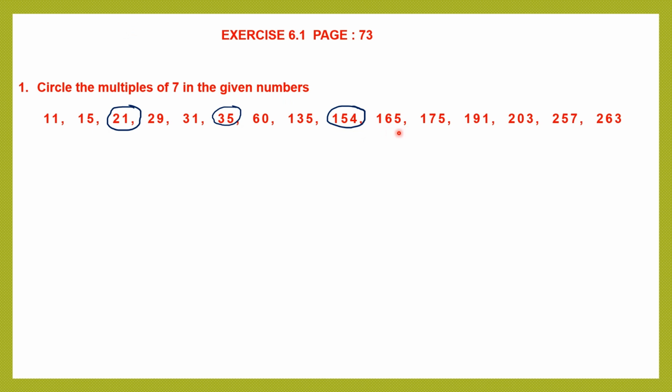The next number is 165. Let's divide 165 by 7. So take 16. 7 twos are 14, minus, 2. Bring down 5, 25. Now get a number close to 25. 7 threes are 21, minus, 4. So can you see the remainder is 4? It is not 0. That means this number is not a multiple of 7. So 165 is not a multiple.